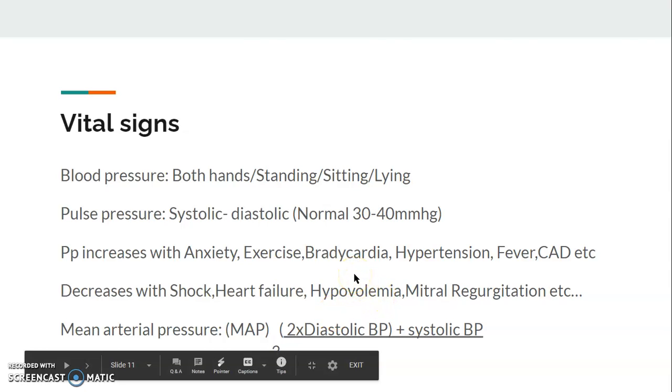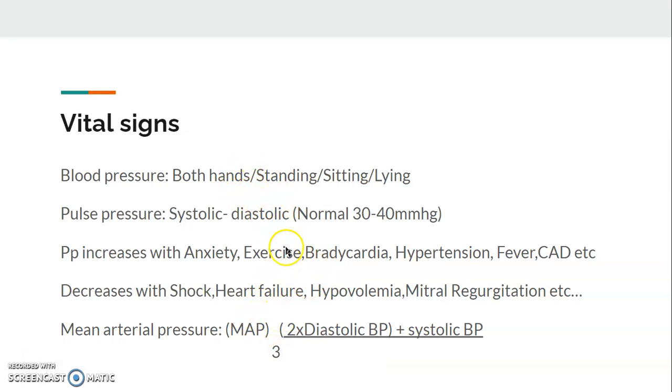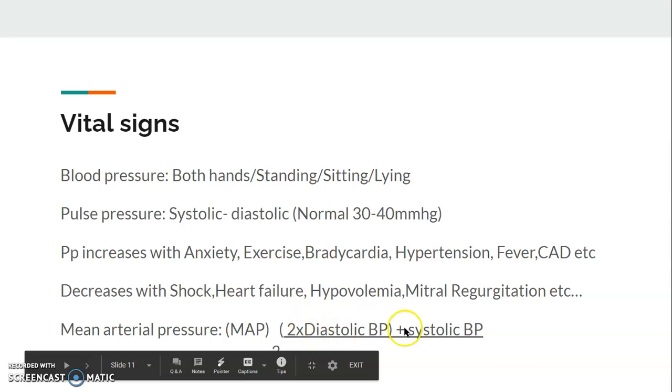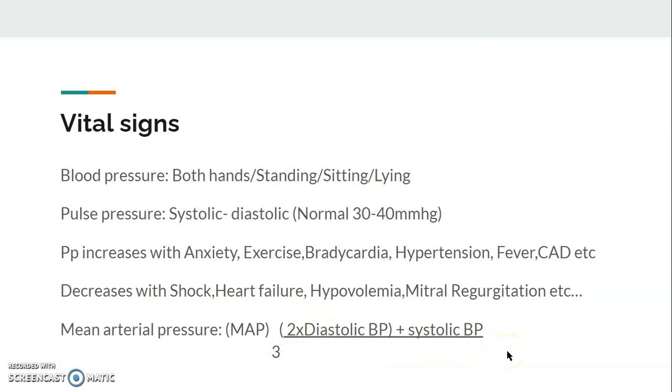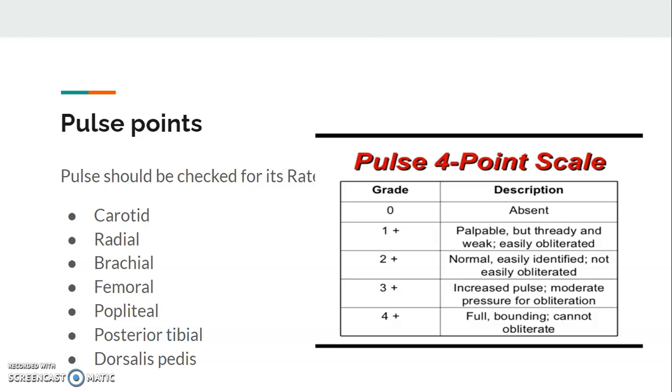Mean arterial pressure, that is MAP, should be calculated when you do the blood pressure, which is calculated by the formula: 2 times diastolic blood pressure plus systolic blood pressure, divided by 3. This is why you need a pen and paper to calculate the pulse pressure, MAP, and to write down the vital signs, etc. Pulse points.